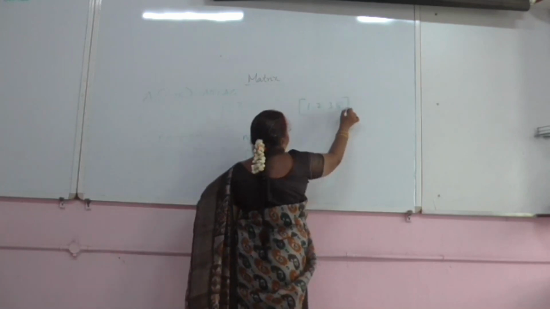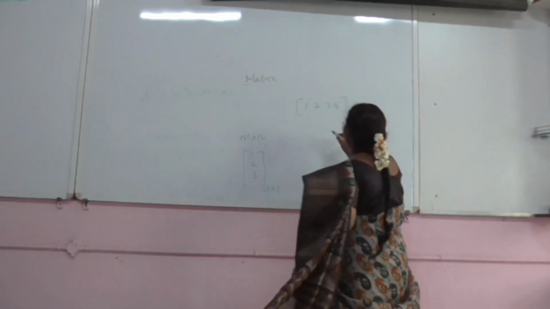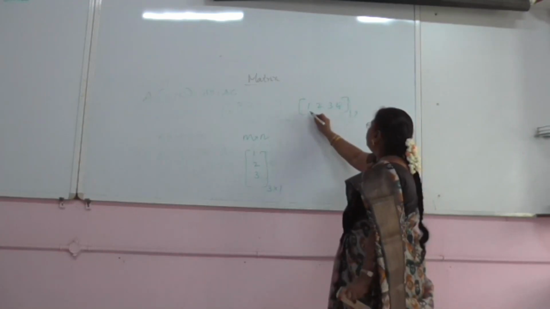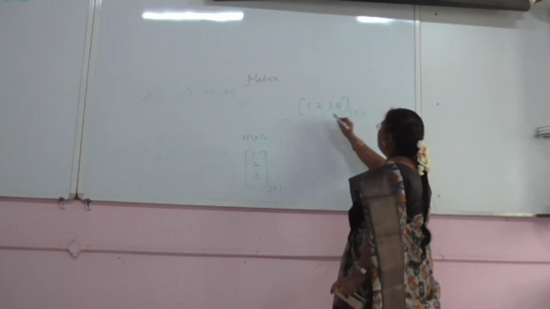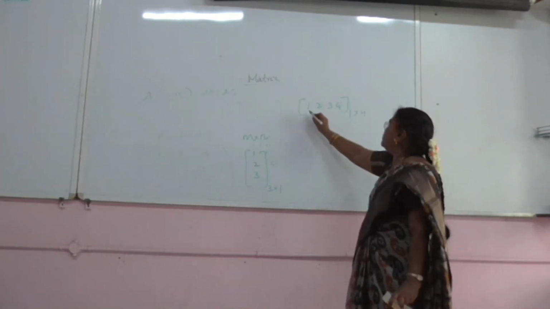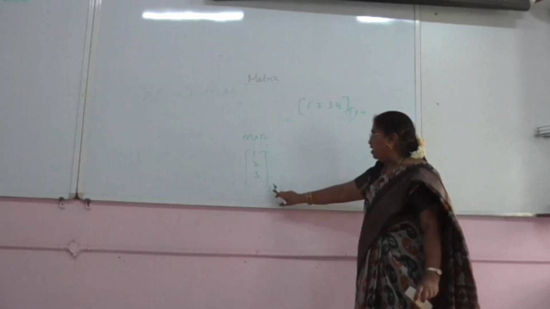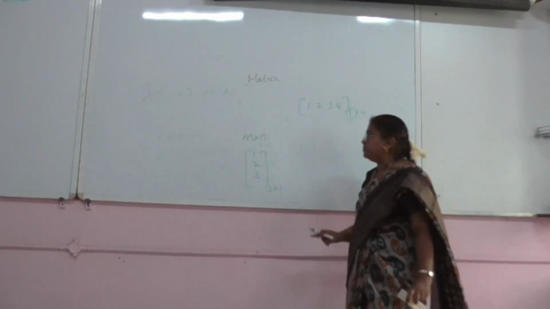1, 2, 3, 4. What is the order of this matrix? 1 row. Number of columns? 1, 2, 3, 4. 1 by 4 matrix. Here there is only one row. Therefore this is called a row matrix. Column matrix, row matrix.